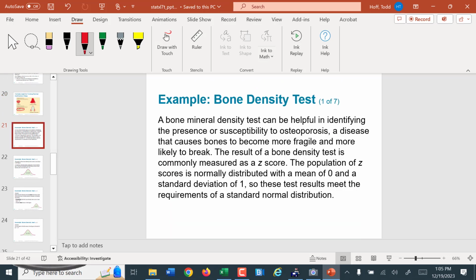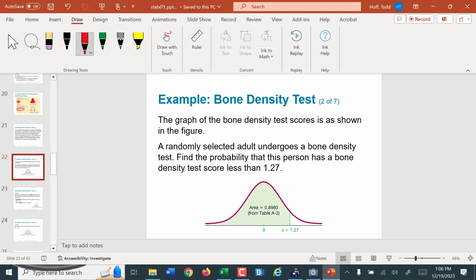So look at this question here. In this example, we're going to do the bone mineral density test. It shows the likely susceptibility to different bone disorders like osteoporosis and osteopenia. It is often measured as a Z-score, with 0 being the mean. The average person has a bone density that would give us a bone density score of 0 and a standard deviation of 1. So it would look something like this.